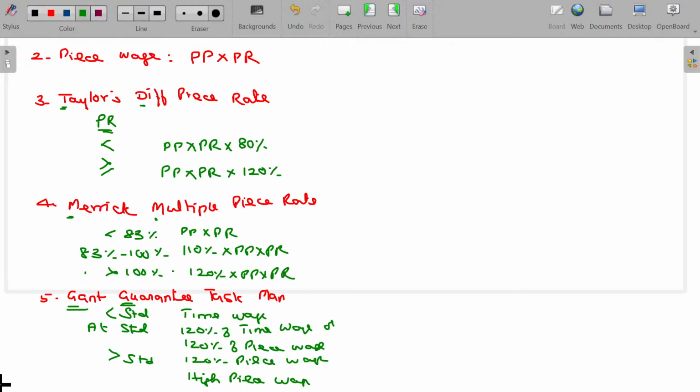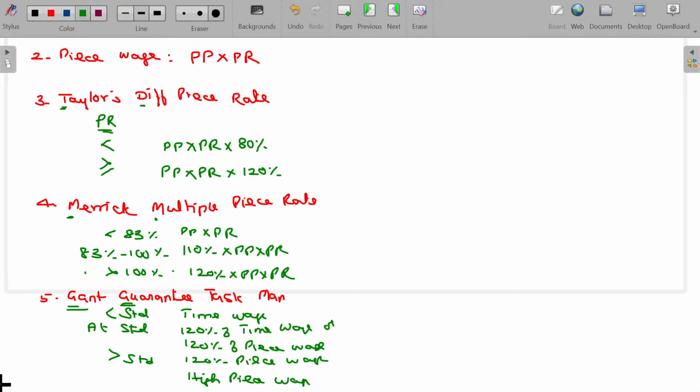Normal piece rate may be 10 rupees, high piece rate may be 15 rupees. Then at standard you take 10 rupees. For above standard you calculate with the 15 rupees piece rate. If you are performing more than the standard, your piece rate may be the highest one. That way Gaunt has guaranteed in a different method.